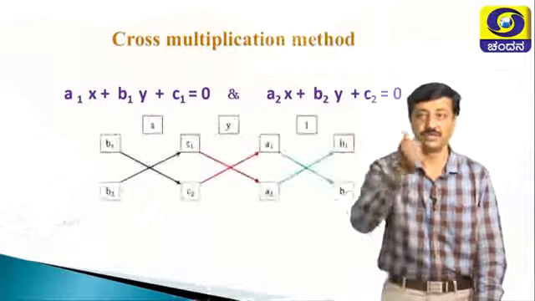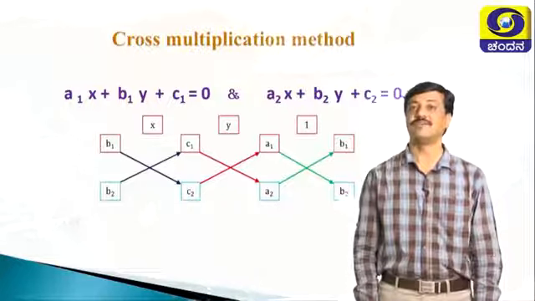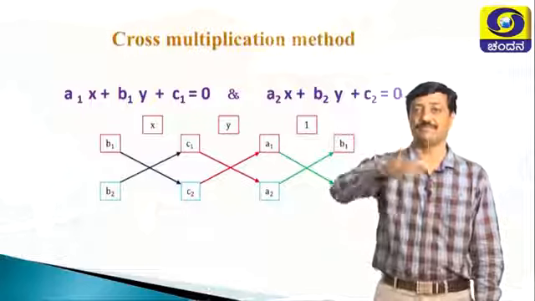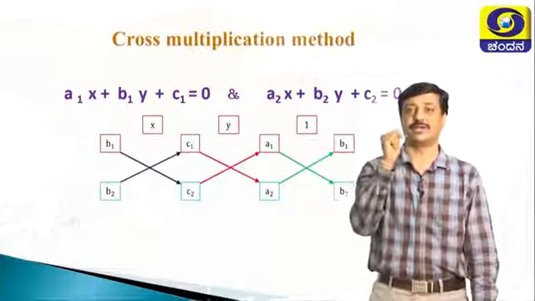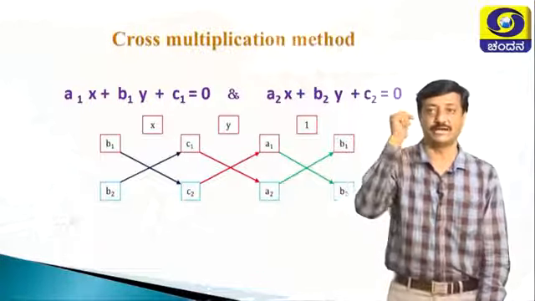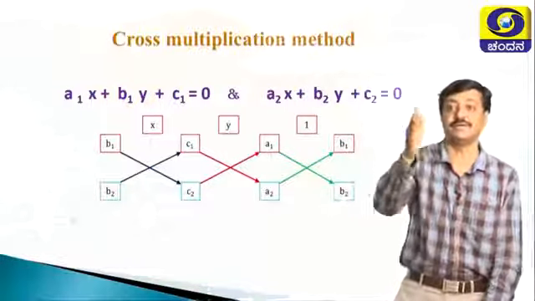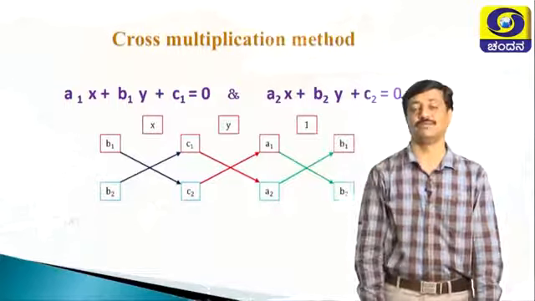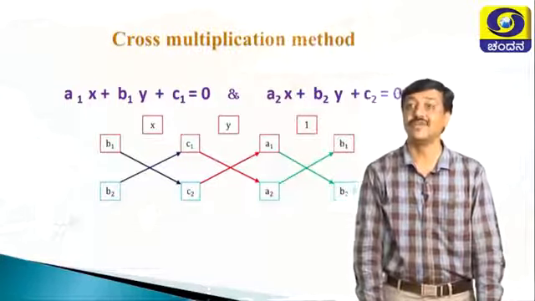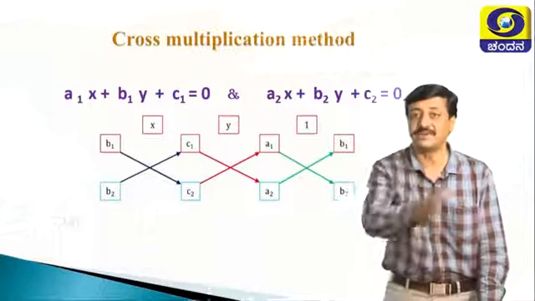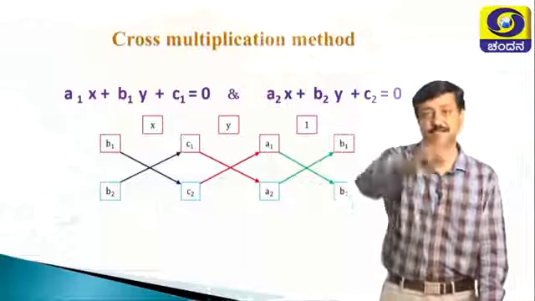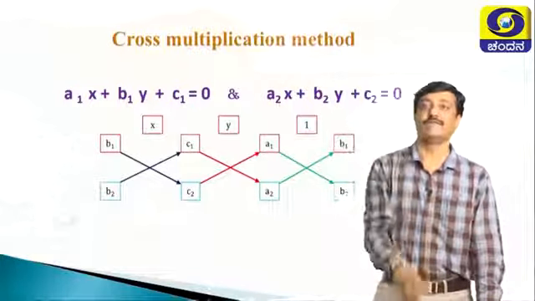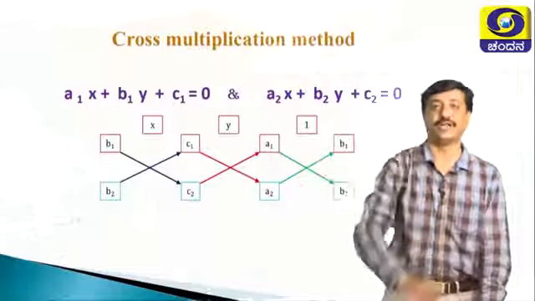How? Just look at the screen. First, we have to take B1 by B2 in the first column, then C1 by C2 in the second column, and again A1 by A2 in the third column, finally B1 by B2 in the fourth column. After writing these four columns, we have to take a ratio. With the help of first and second columns, take x value. With the help of second and third, take y. With the help of third and fourth, take 1.